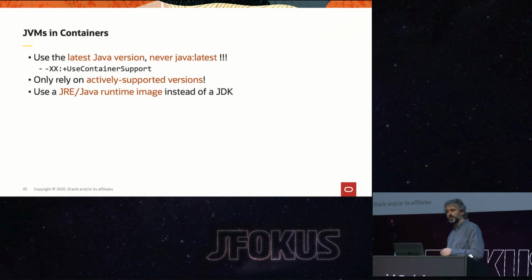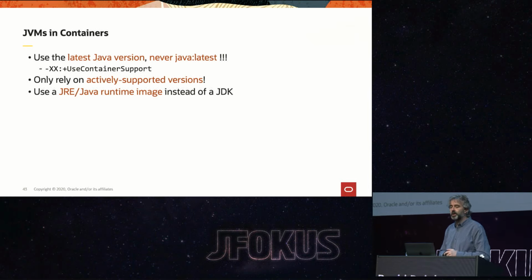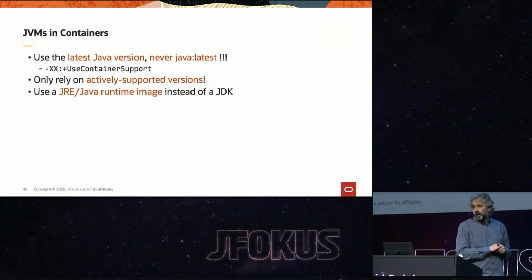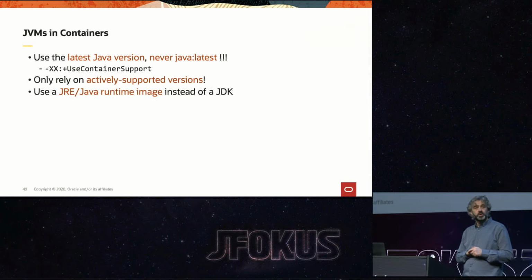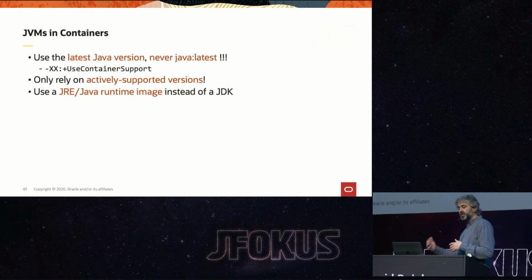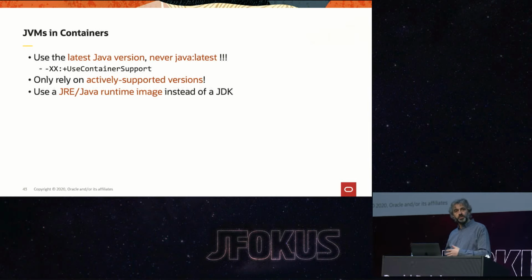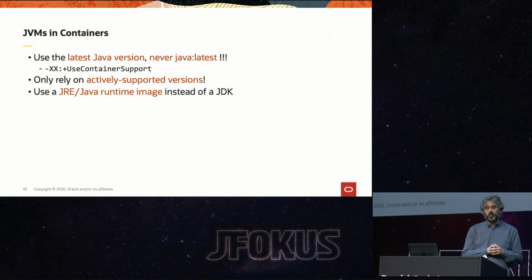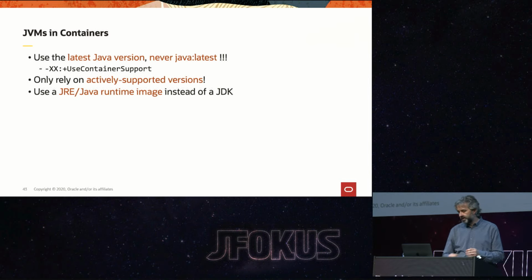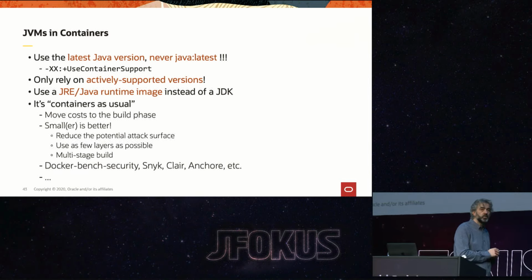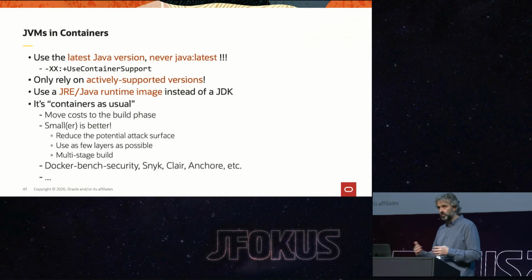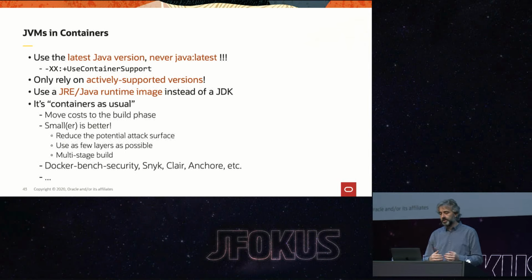If you cannot use the latest Java version, at least rely on an actively supported Java version to make sure that it is container aware. And don't use a JDK to run your Java code within a container, but please use a JRE or a Java runtime. And we saw that using jlink, we can create custom runtime images that basically fit our needs. And for the rest, it's really container as usual. So you can use all the tools in the container space, and so on and so on.